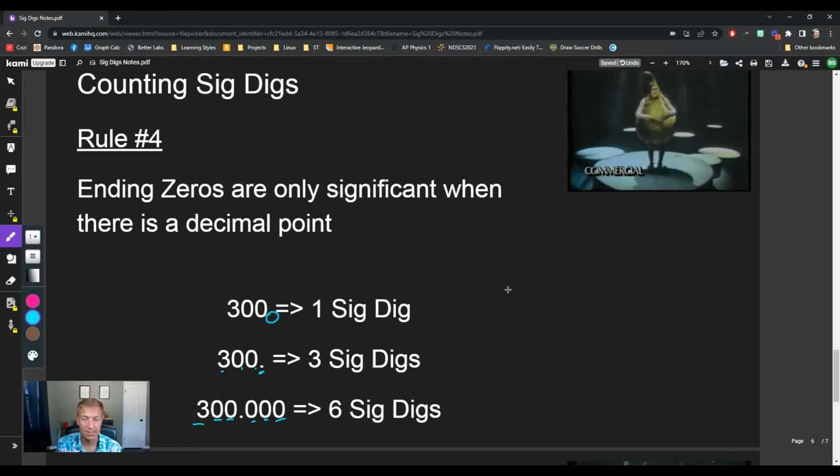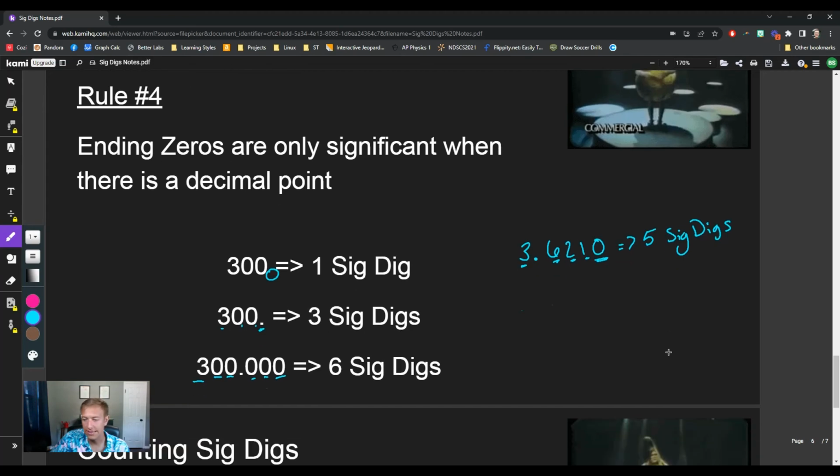This also applies, let's say, if I had 3.6210, this zero is significant. 1, 2, 3, 4, 5. This would be 5 sig digs here. Okay, so any zero at the end of a number is significant when there is a decimal point. This is one of the easiest ones to mess up and forget about.